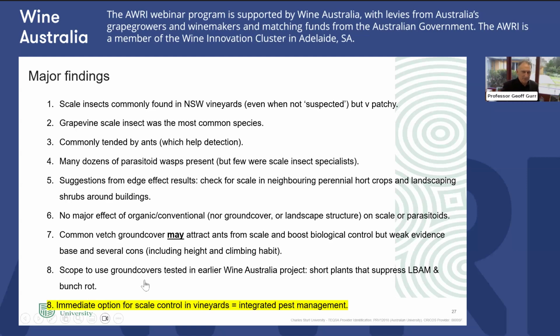There is, I believe, scope to use the sorts of ground cover plants tested in the earlier Wine Australia project, particularly given that they are short growing plants, and we were able to demonstrate measurable levels of suppression of LBAM and bunch rot. So for the immediate future, I think the way to go with scale insect control is IPM, integrated pest management.